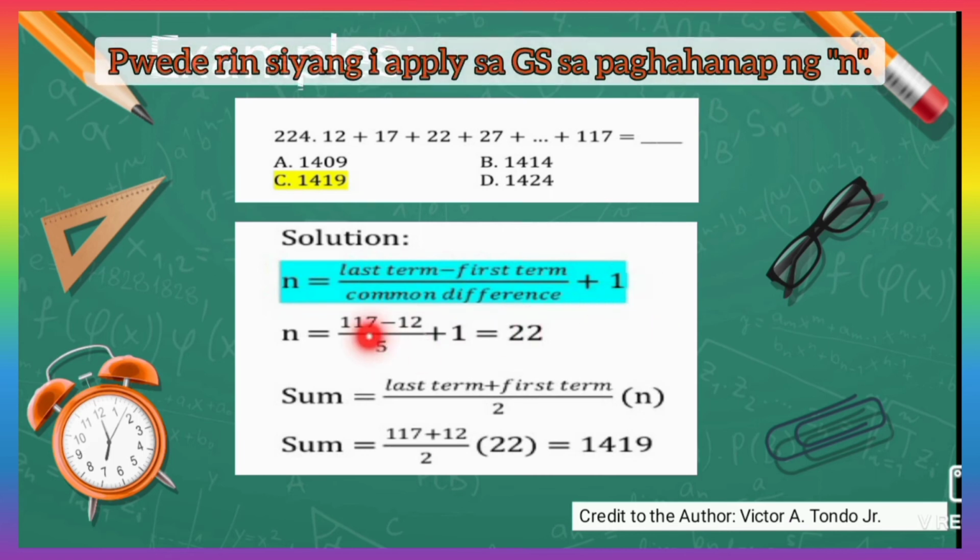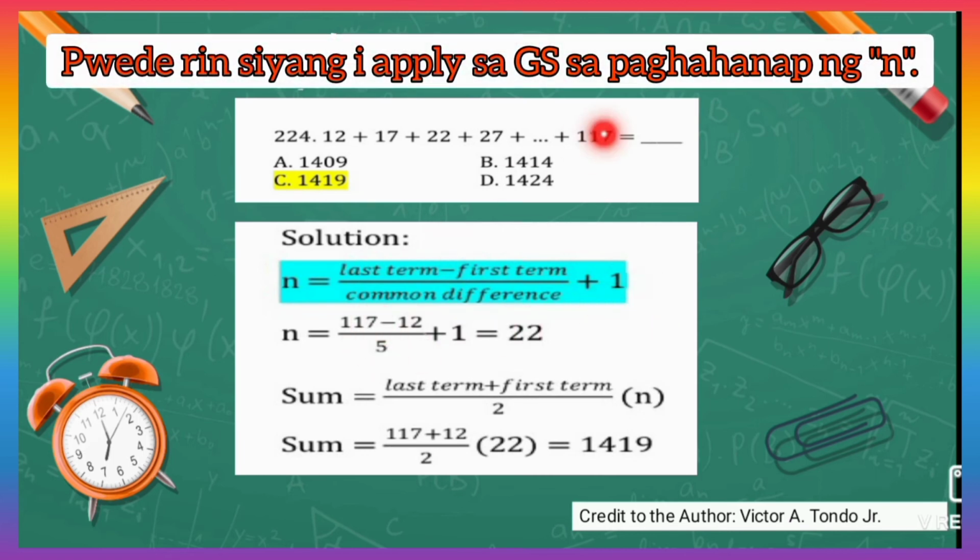So, dito, yung last term natin is 117. Tapos, yung first term natin ay 12 over 5. Bakit 5? Kasi yung common difference niya ay 5. Kasi nag-a-add lang tayo along the way, which is 12 plus 5 naging 17. Nag-a-add lang tayo ng 5, so yung common difference niya ay 5. Then copy the plus 1.